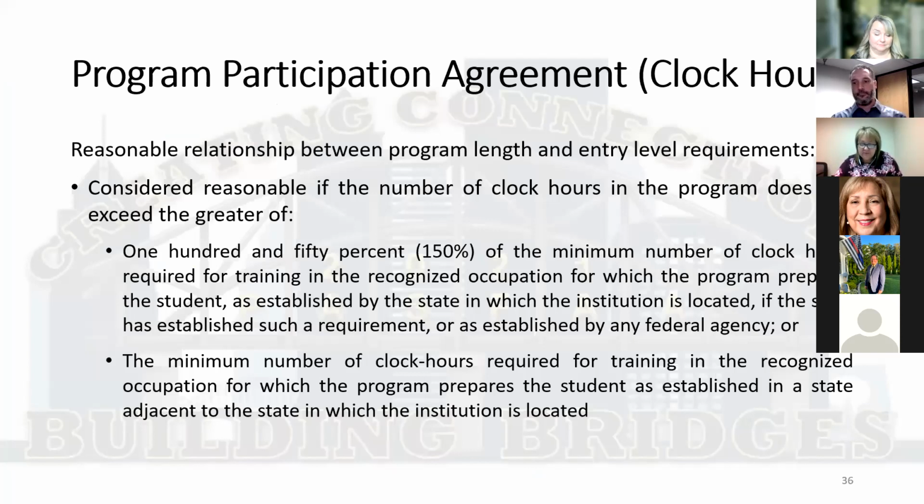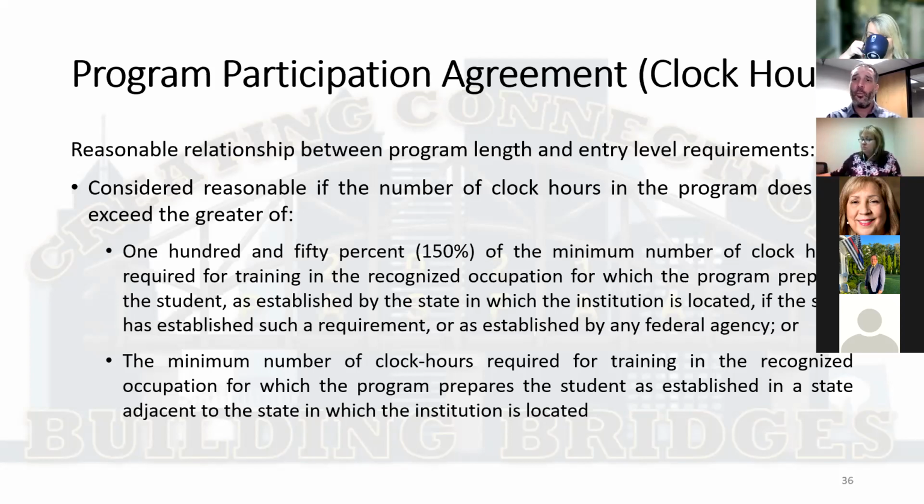Their program participation agreement, if you're clock hours, you want to make sure that you're considering that 150%. Verify what your state requirement is. I think Greg has an example. Yes, very quick example, Tennessee. And I know we're all in Pennsylvania. I'm just giving you a state example that we recently experienced.